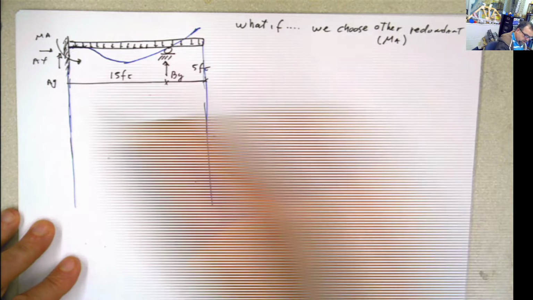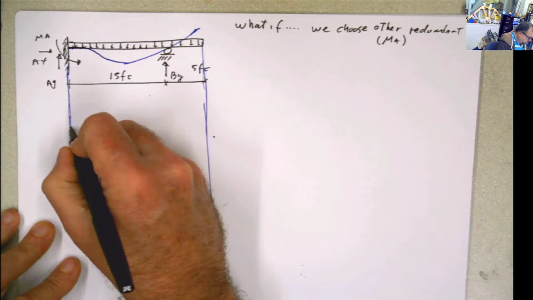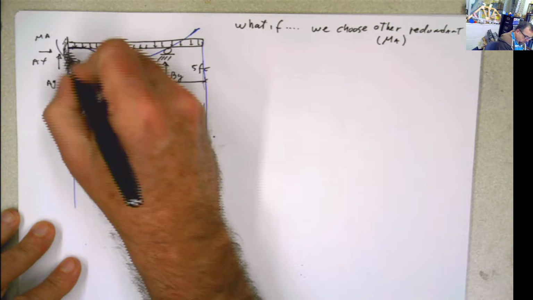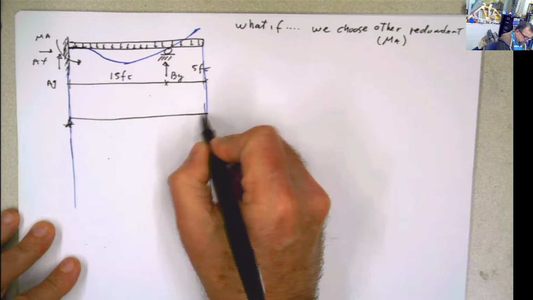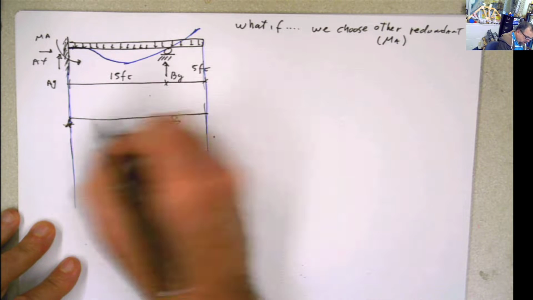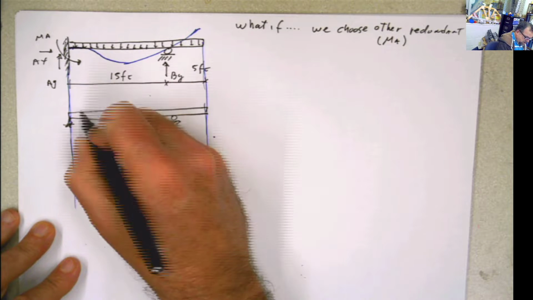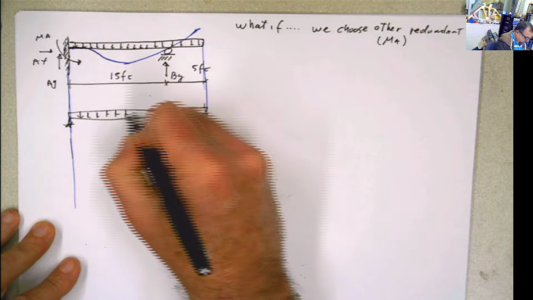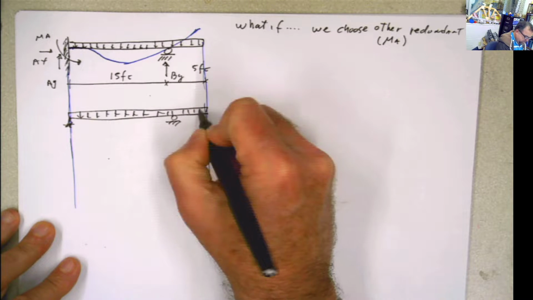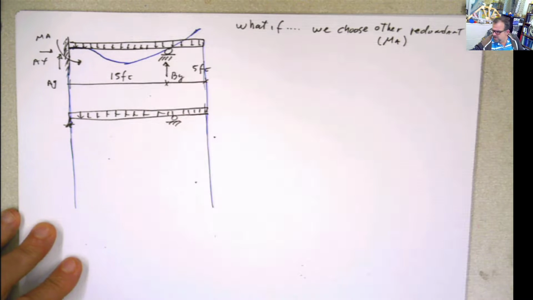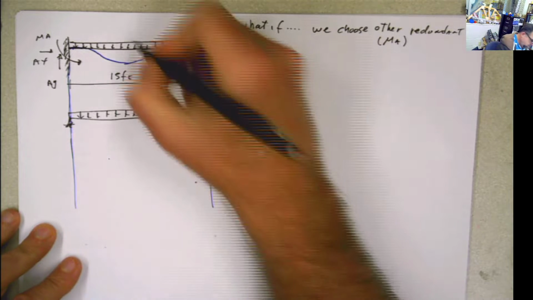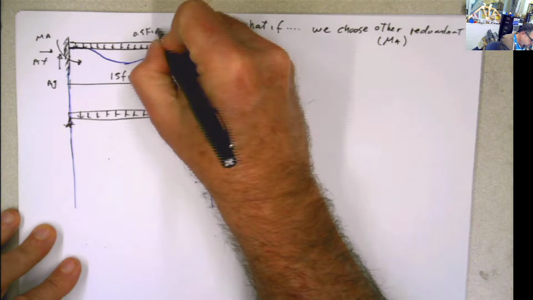How do we do that? Then our primary structure is going to be, if we take the moment out from this, basically a simple supported beam with that little cantilever over there. So basically it's going to be this, like that. And this was 0.5, 0.5 kip per foot. Yes, 0.5 kip per foot.